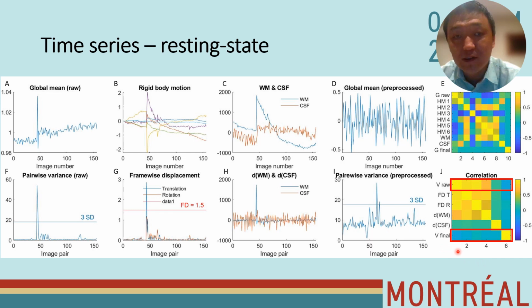But after pre-processing, you can see that this correlation no longer exists. So it means that it is very efficient to remove hand motion effect using, for instance, the 24 parameter model. Even though you can see that this frame-wise displacement is actually very high at this time point, by some criteria, usually this subject may need to be removed. But actually, this shows here that the Friston model actually is very effective to remove such hand motion effects.